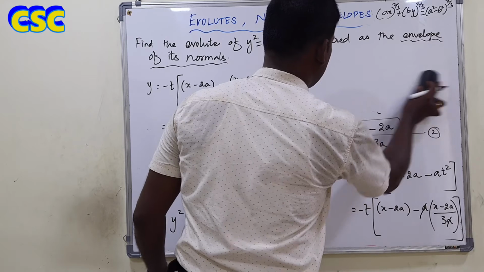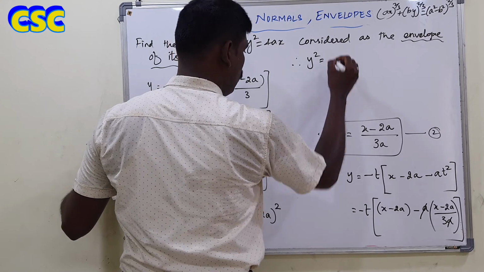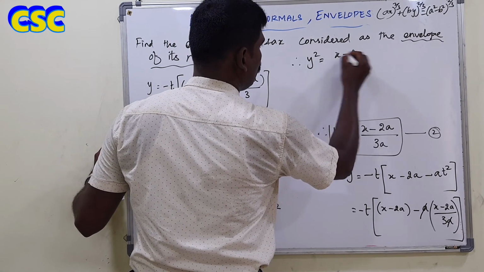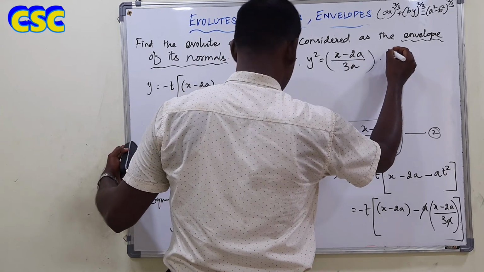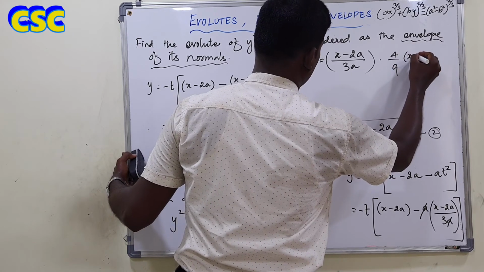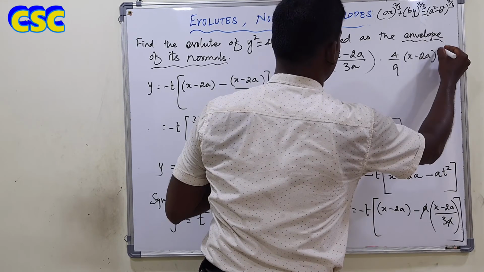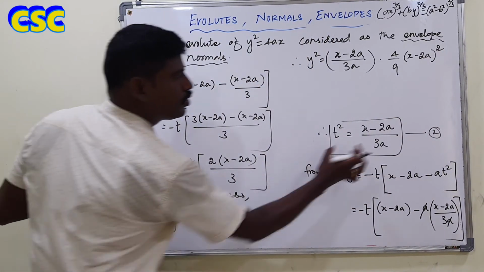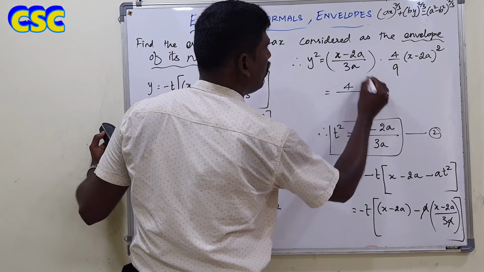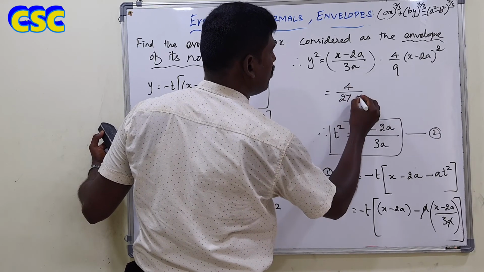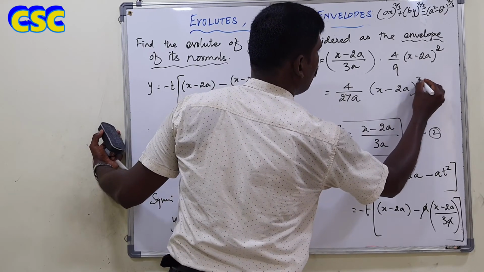Once again, I substitute here. So y square is equal to what? What is the value of t square? Once again, (x minus 2a) by 3a into 4 by 9 into (x minus 2a) the whole square. I just replace this t square by this value. So what will you get? Shall we multiply this one? 4 by 9, 3 nines are 27, a is here, into (x minus 2a) into (x minus 2a) the whole square becomes (x minus 2a) the whole cube.